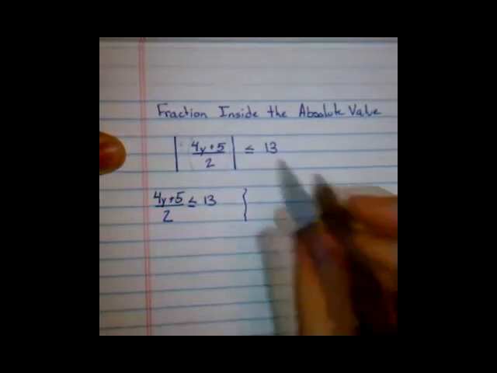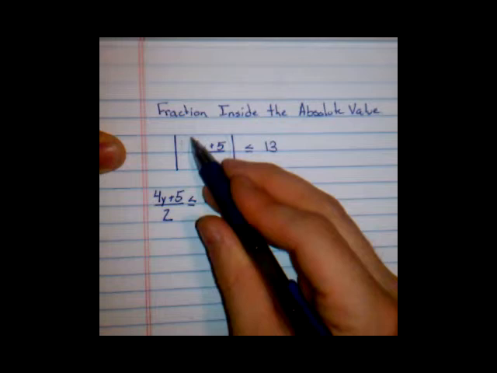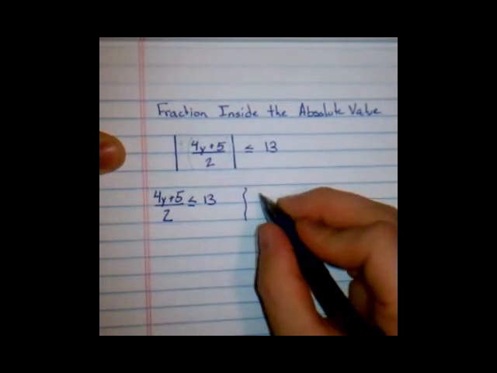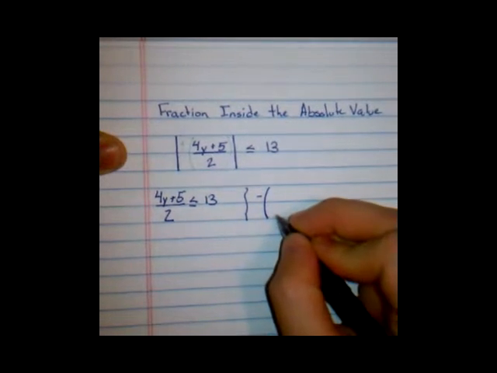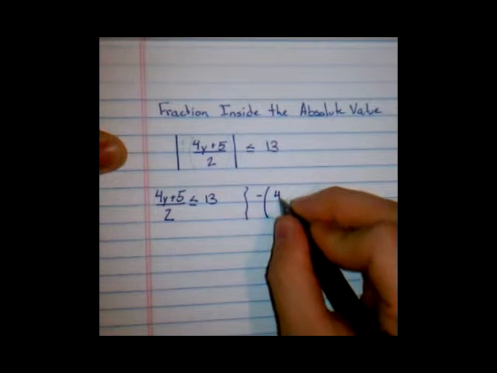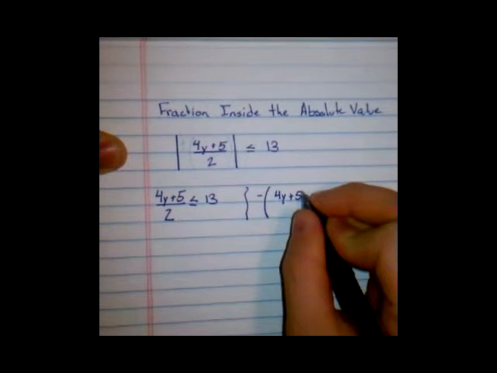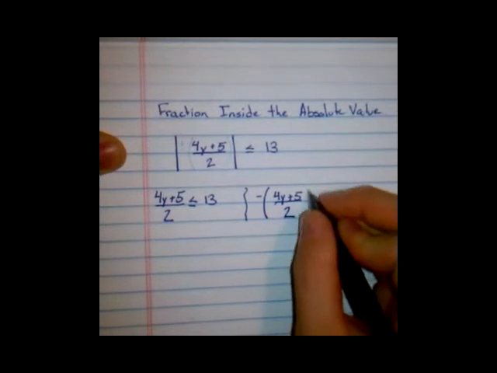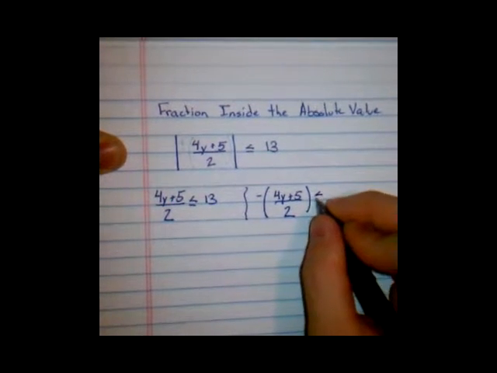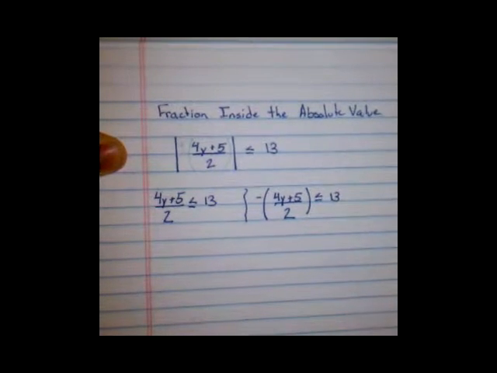Or consider the alternative, you could plug in the negative, and I'll write the quantity as you see it. Negative quantity, because it's all negative. 4y plus 5 divided by 2 is all less than or equal to 13. Now we solve each one individually. You're going to see that your algebra solving process will not change.